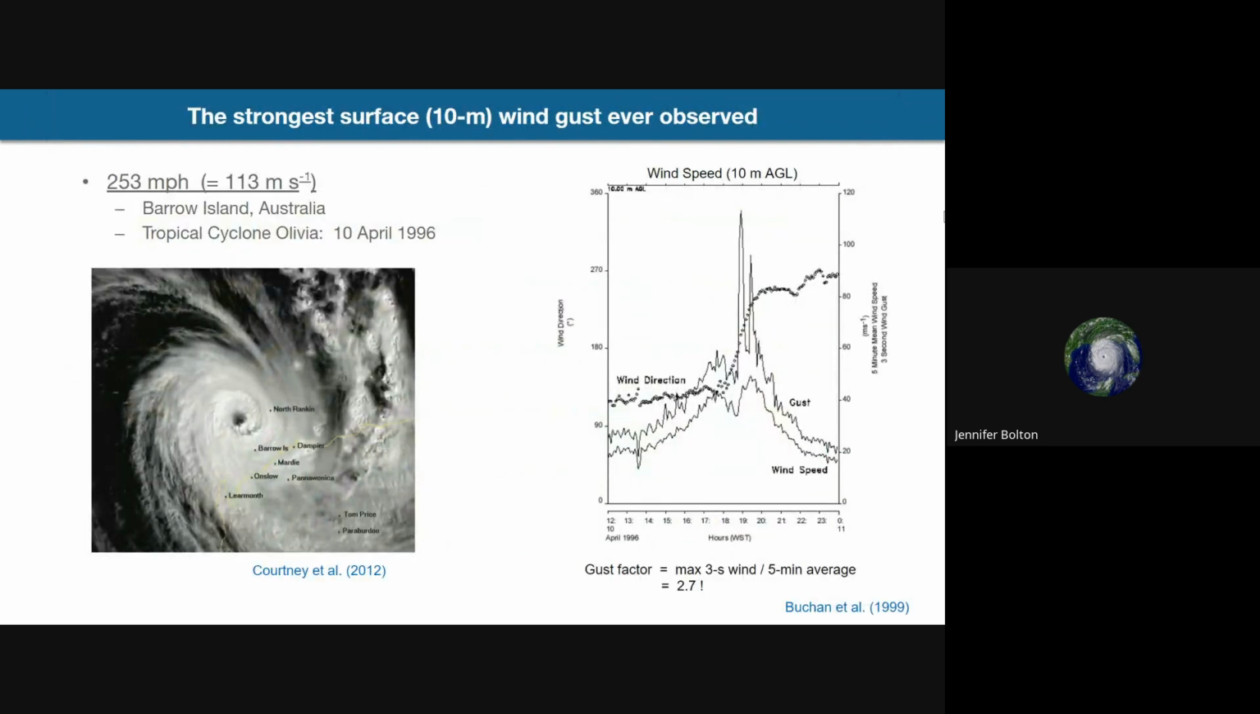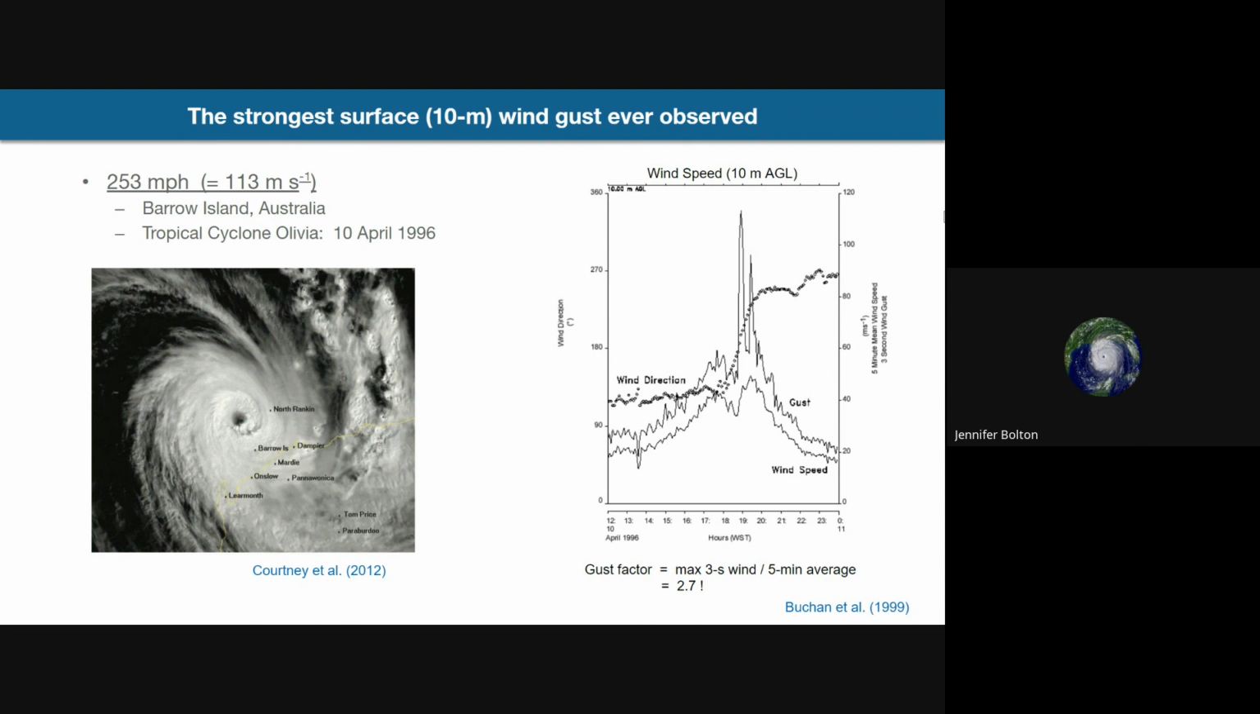Okay, one of the things we've done is we've looked at wind gusts. You may be familiar with this case, Tropical Cyclone Olivia, which made landfall on the northwest coast of Australia in 1996. It set what was, at least as of 10 years ago, the strongest surface wind gust ever observed. There was like a 10-meter tower on this island off the coast of Australia. They measured 113 meters per second wind. One of the big controversies about this was the gust factor. If you take the peak gust divided by the mean wind, that's at 10 meters, it's usually around 1.4, kind of a good rule of thumb. Gust factor was 2.7 for this case, which some people said, well, that sounds unrealistic, must be instrument error.